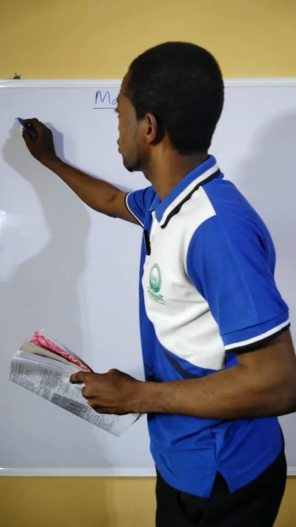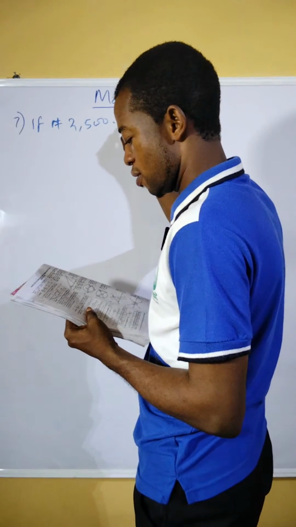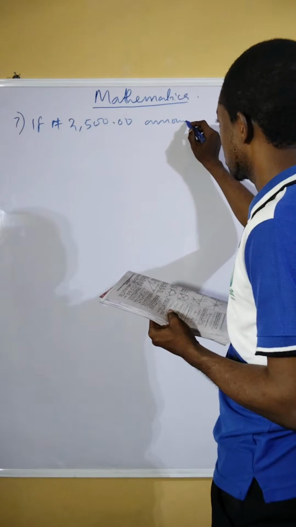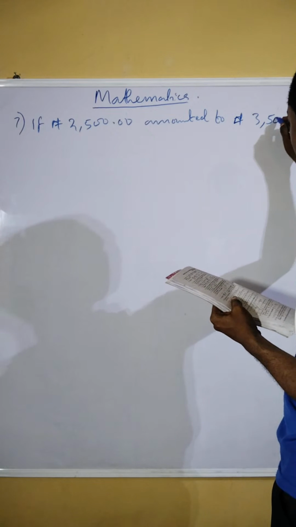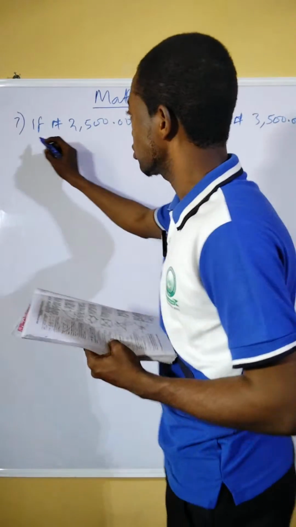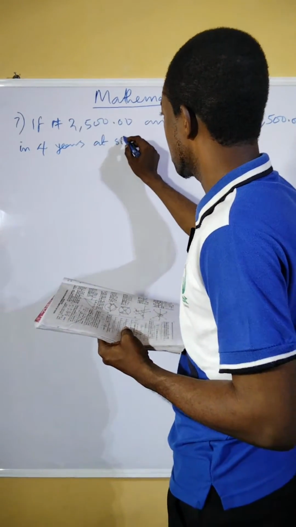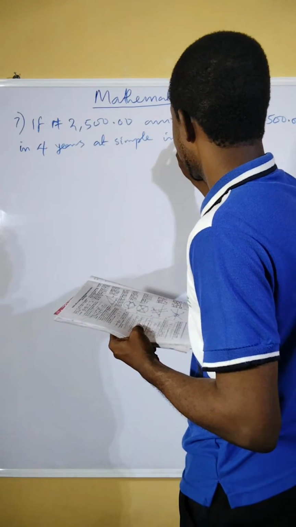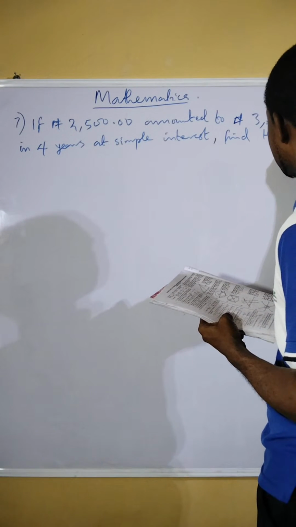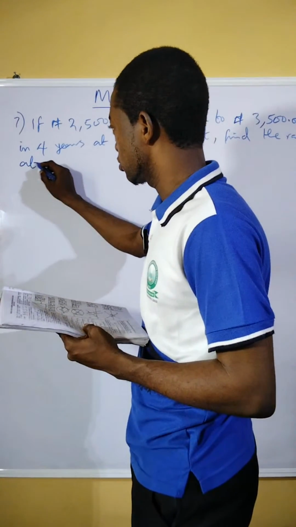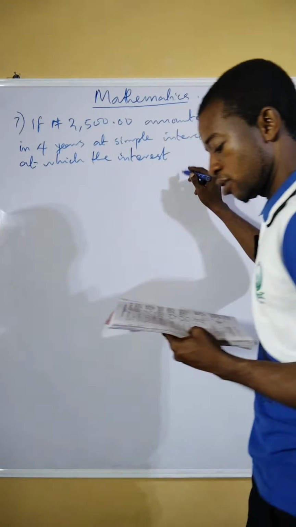And in this question we have, if 2,500 naira amounted to 3,500 naira in 4 years, at simple interest, find the rate at which the interest was charged.